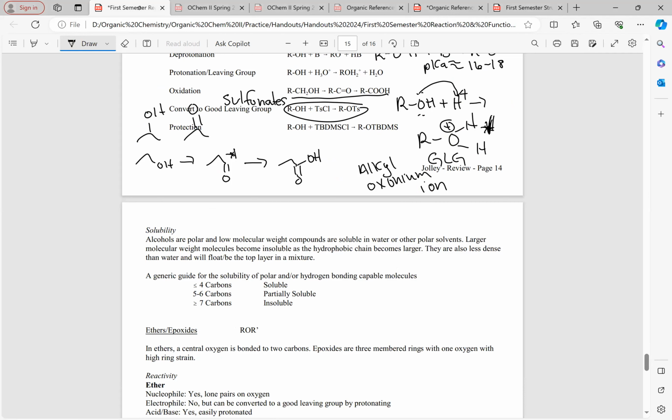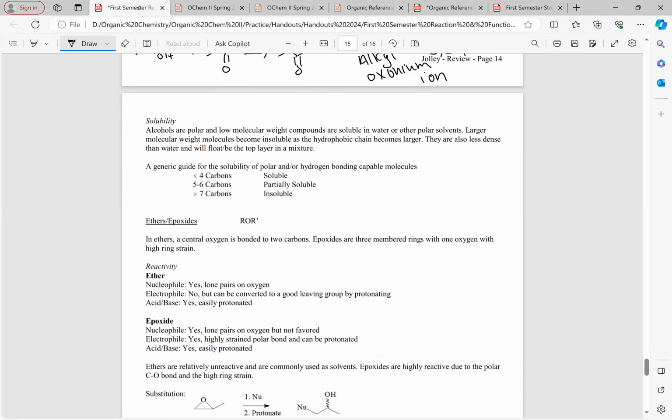Solubility. Okay. Alcohols are polar and they can hydrogen bond. So it's going to depend on how large they get. And generically, if it can hydrogen bond, if it's 4 carbons or less, we're going to say 100% soluble, 5 to 6 partially, and greater than or equal to 7, we're going to say non-soluble. So remember that about alcohols.